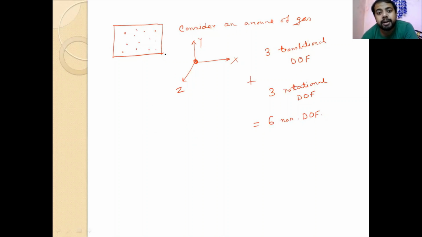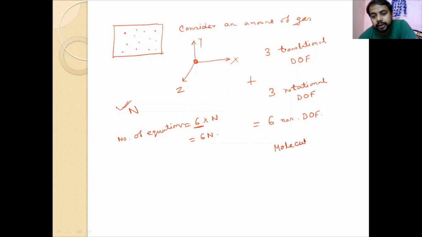So in this system, how many molecules are there? Let us take the number of molecules as N, a very large quantity. So the total number of equations we have to solve here will be 6 times N. Each molecule has 6 degrees of freedom, so 6 equations will be there per molecule. If N molecules are there, the total number of equations becomes 6N. It's a large quantity. This kind of approach is known as molecular dynamics.